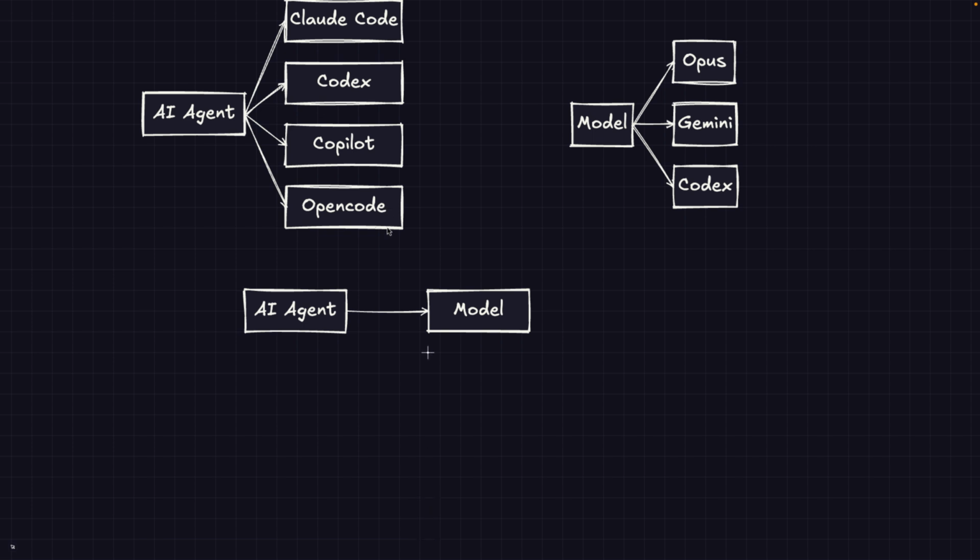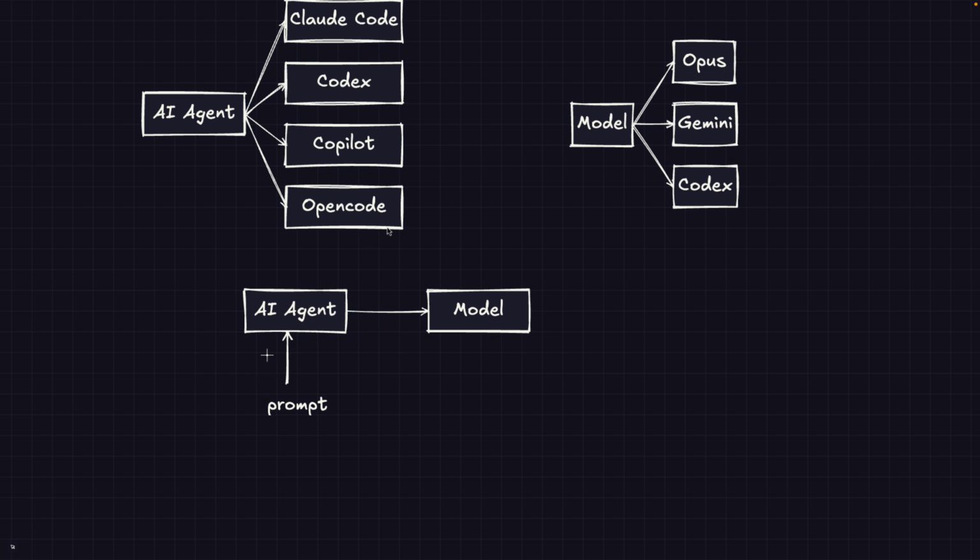What happens is, when you send a prompt, you're asking the model to complete a task for you. It could be anything. So let's say, for example, it is to fix an issue on your code base.